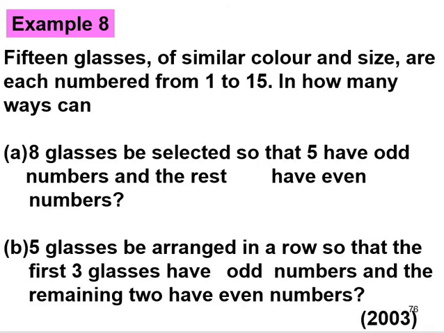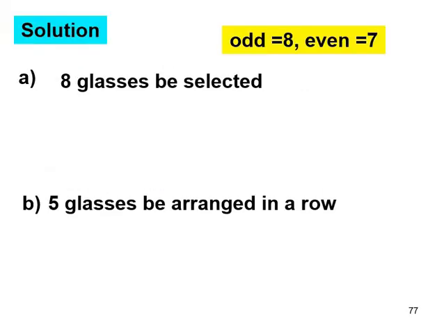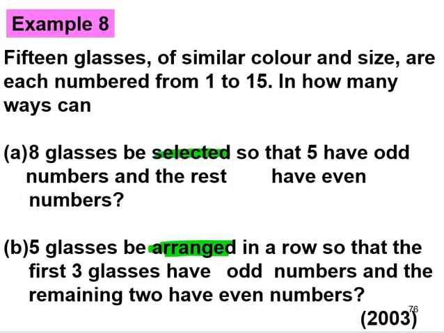15 glasses of similar color and size are numbered from 1 to 15. In how many ways can 8 glasses be selected, so that 5 have odd numbers and the rest have even numbers? The keyword here is select. And for question B, in how many ways can 5 glasses be arranged in a row so that the first 3 glasses have odd numbers and the remaining 2 have even numbers?